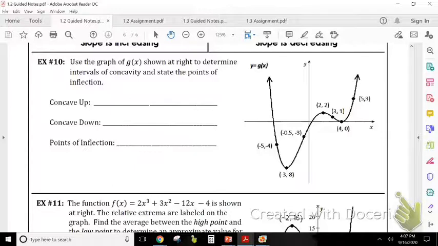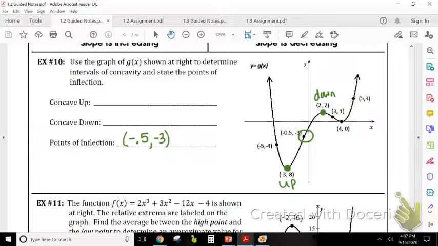So I'm going to do my points of inflection first. So I notice right here I have a local minimum, and right here I have a local maximum, which means I have a point somewhere in the middle here that is that point of inflection. That's where my concavity is changing from being concave up to concave down. Okay? So I'm going to go ahead and write that. One of my points of inflection is negative 0.5, comma, negative 3.